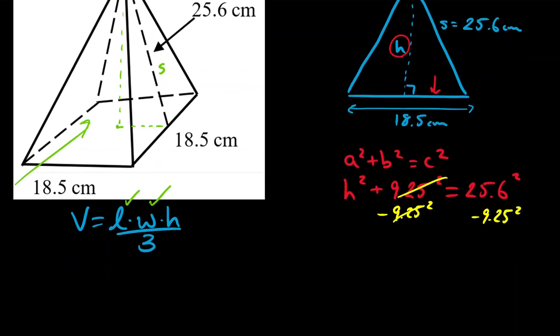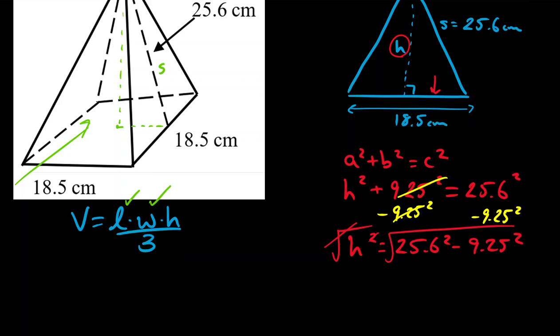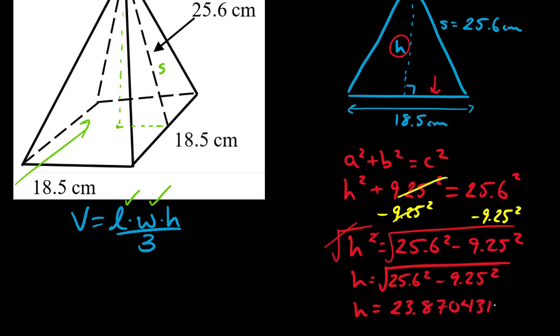So I end up getting H squared equals 25.6 squared minus 9.25 squared. And then I have to take the square root of both of these sides. So H is going to be the square root of 25.6 squared minus 9.25 squared. And for a value of the height of this pyramid, I end up with 23.8704315... centimeters.